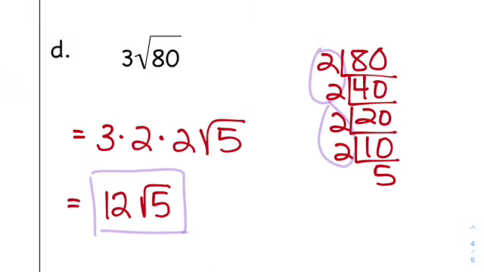So D, the square root of 80. Break down the square root of 80, and so that's right here. Break down the square root of 80.